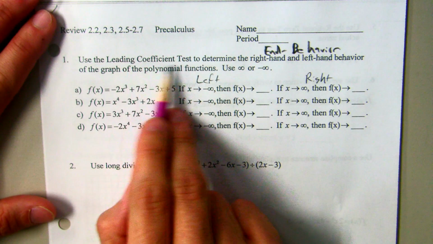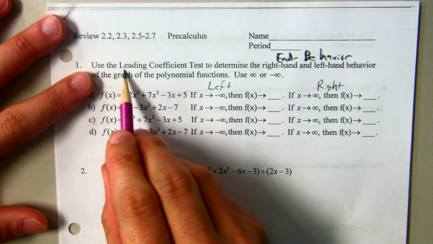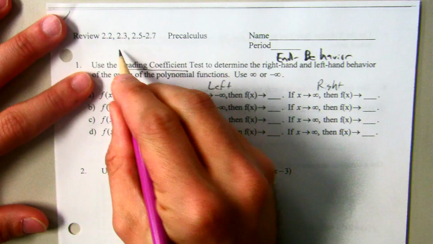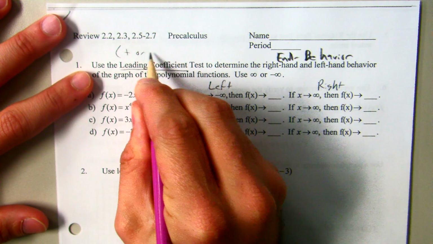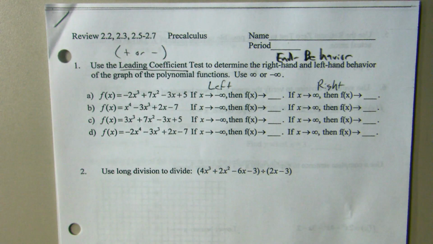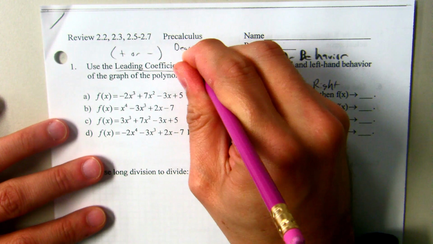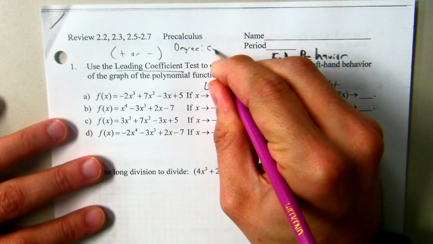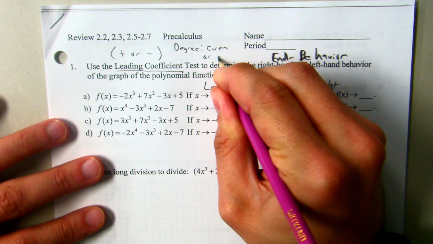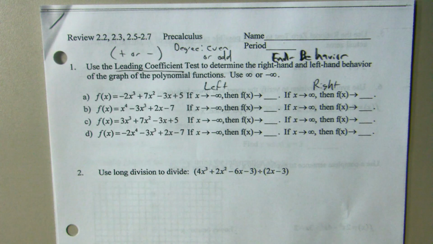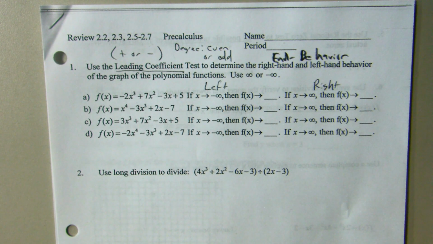Okay, it's called the leading coefficient test because you need to be looking at the leading coefficient, and you care whether it is positive or negative. And you need to look at the degree, and you care if it is an even number degree or an odd number degree. Not that it's an even function or an odd function. I know that sounds very similar, but whether the degree is an even number or an odd number.